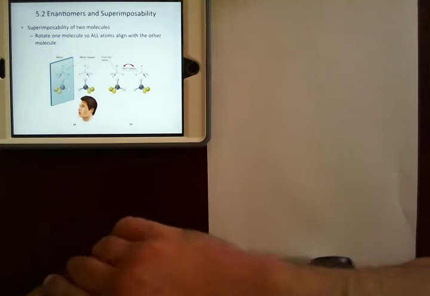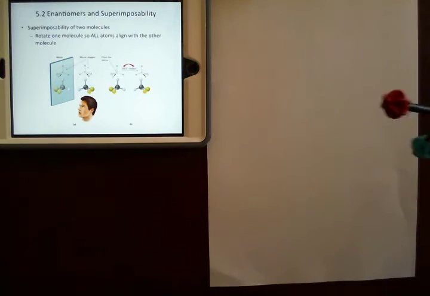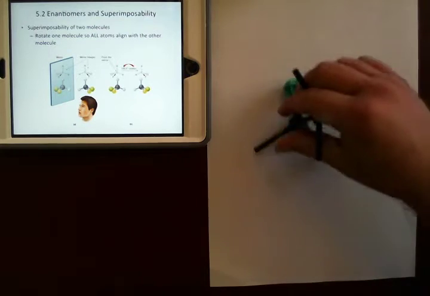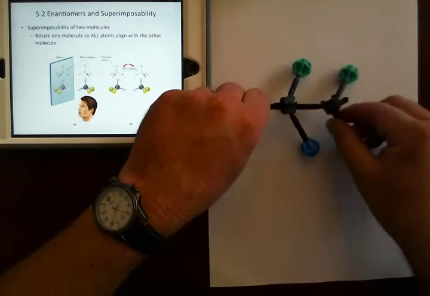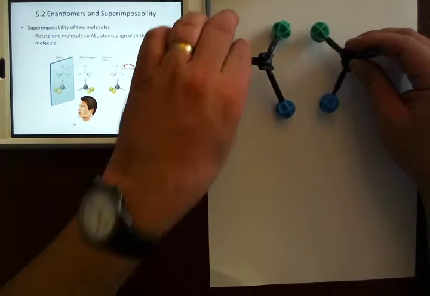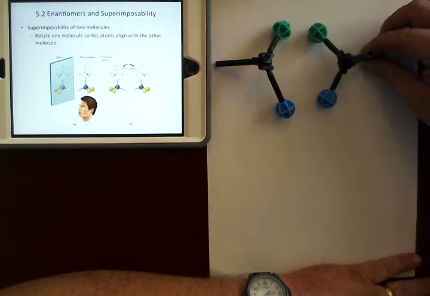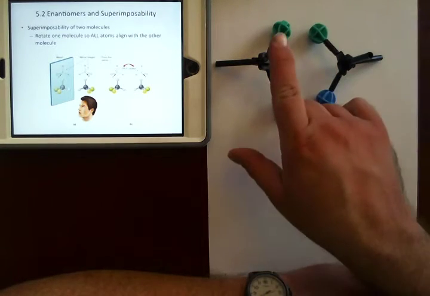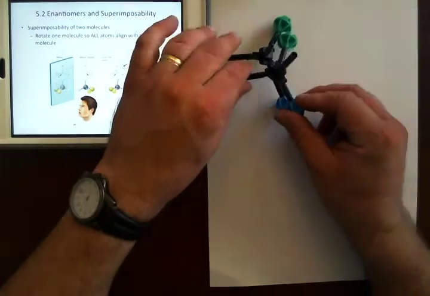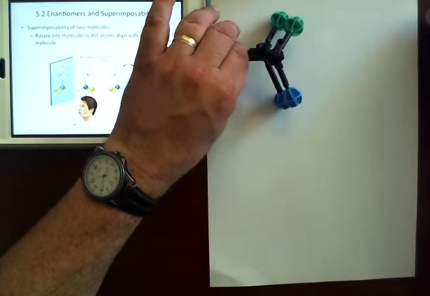So first, we'll talk about what's called superimposability. If you can get the molecules to fit right on top of each other. Here, we're going to take two molecules that are mirror images of each other. There's a hydrogen here, green, blue. But if I just rotate this, I can get them to sit right on top of each other, and they're superimposable.